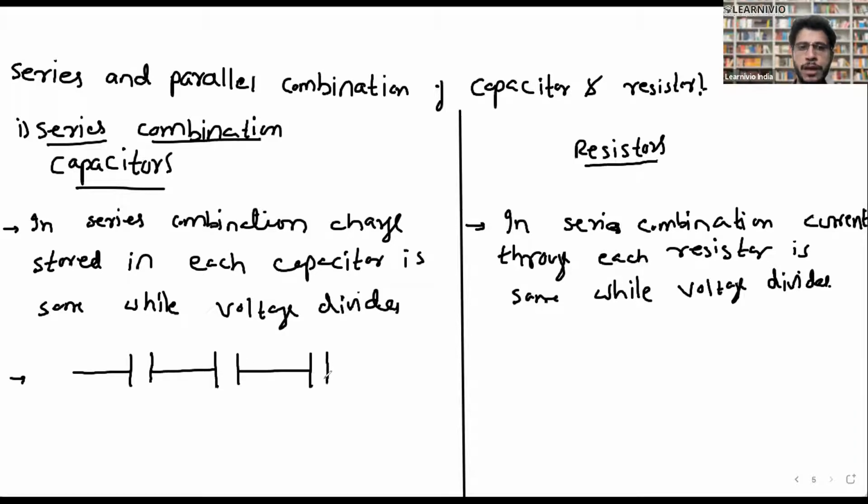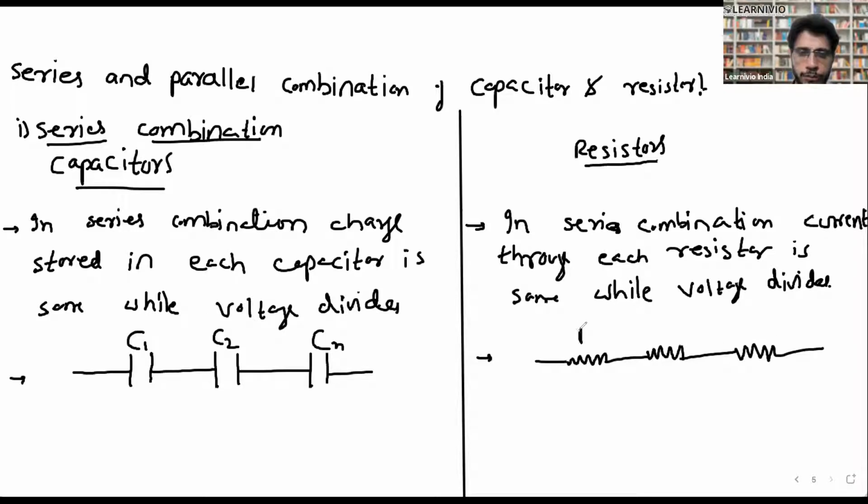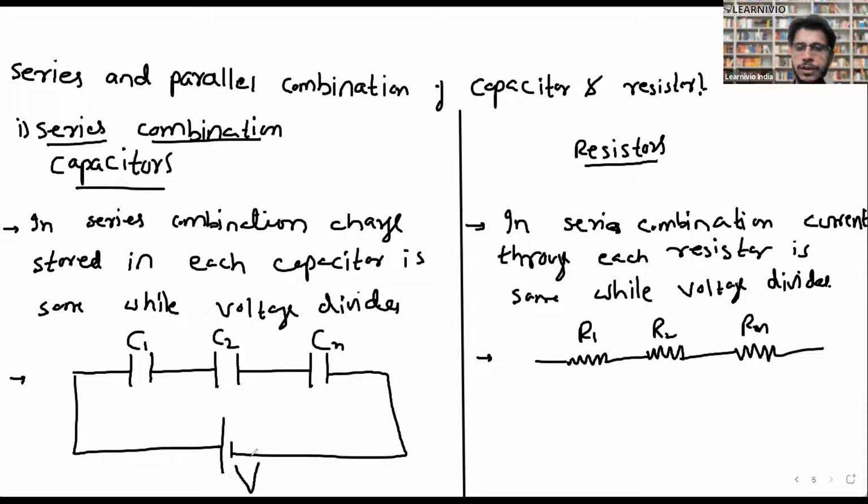So we have various capacitors, they are connected in series. It's C1, it's C2, it's Cn. So you have n capacitors and all capacitors are connected in series. Similarly, here you have n resistors and they all are connected in series. It's R1, it's R2, it's Rn. So it's connected to a cell. The voltage of the cell is V. Similarly, I connect a cell here also.